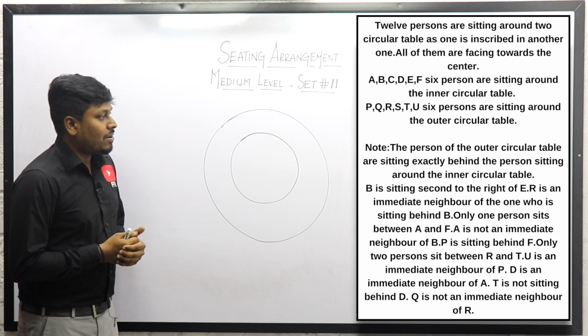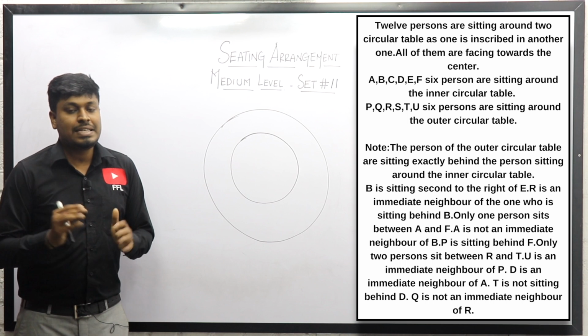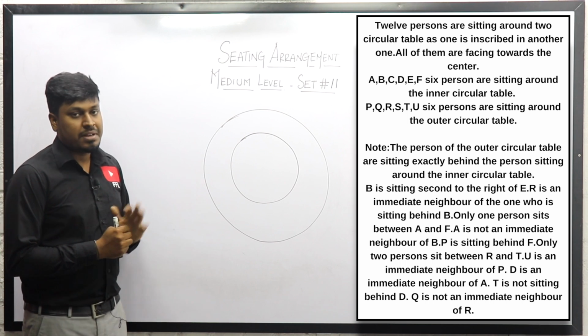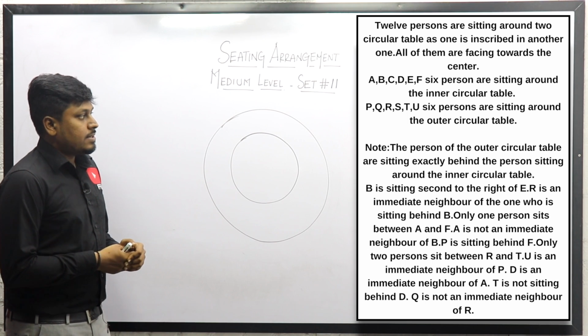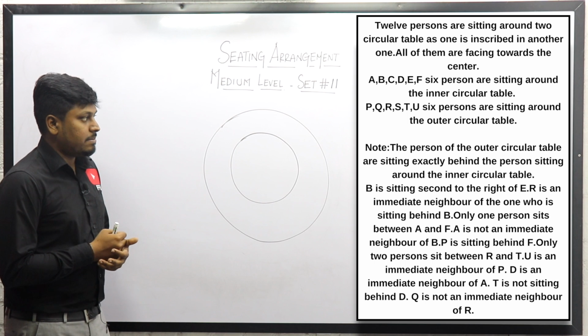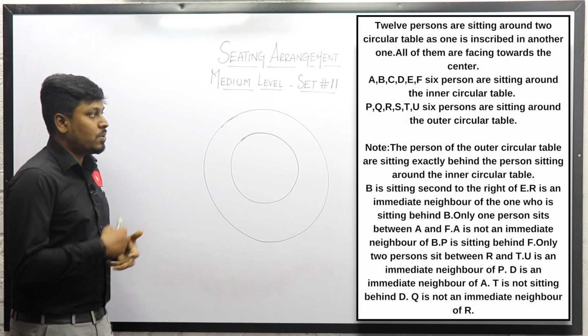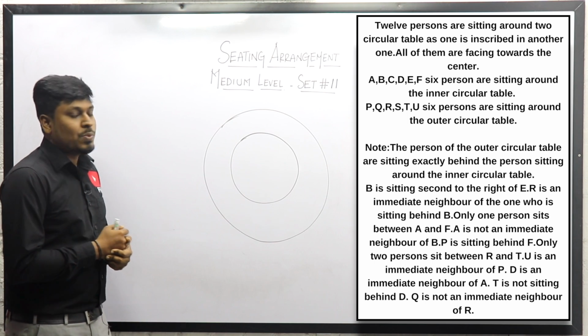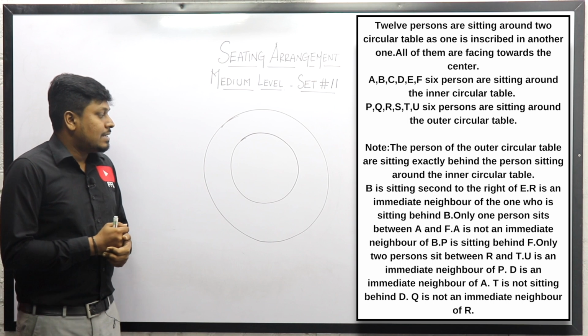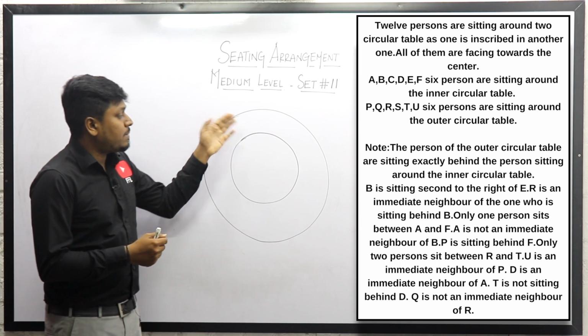So in this video, we are going to solve a medium level seating arrangement question, set number 11. 12 persons are sitting around two circular tables, one inscribed in another one. All of them are facing towards the center. So what they are saying is there are two circles, one circle inscribed with another one.